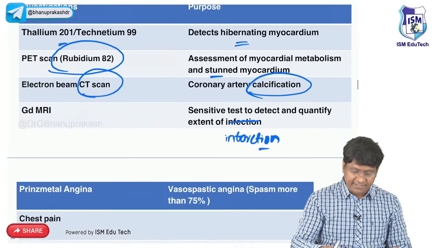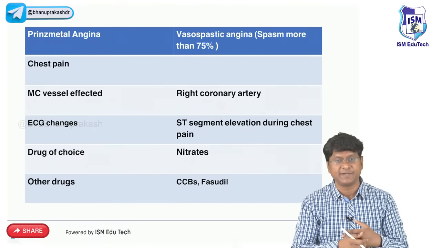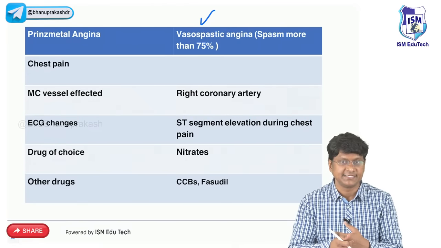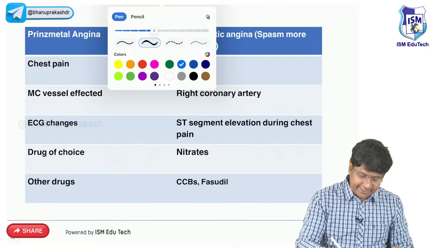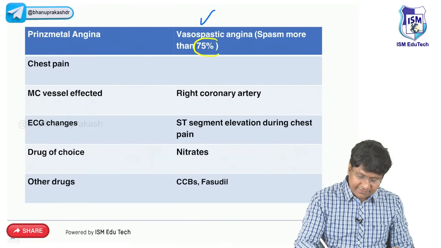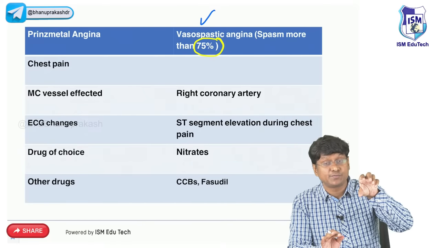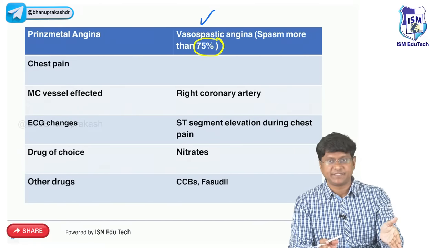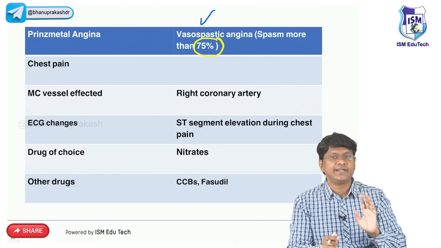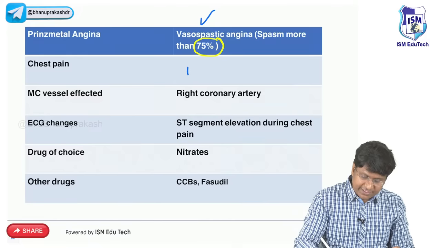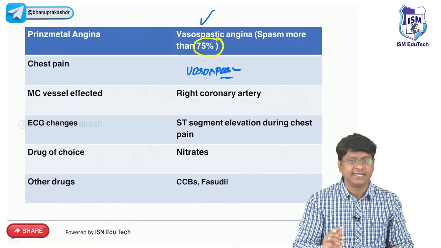And the next important part in the spectrum is what? That is Prinzmetal angina. Prinzmetal angina is also called the vasospastic angina. And here the spasm will be there, right? The coronary artery undergoes vasospasm by more than 75%, right? That is the reason why it is called vasospastic angina. And these patients will have chest pain during that vasospasm episode, right? Only during that vasospasm episode, they'll have this chest pain.